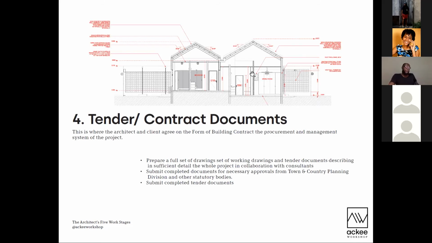So from there, we're going into the tender and contract document stage. So this is stage 4. So we're finished with the design. We know what the building is going to look like. We know the materials. We know how it's going to stand up. We know how all the services, the plumbing, the electricity, basically, theoretically, how the building is going to work, right? We get to this stage where we have to actually now detail the building.